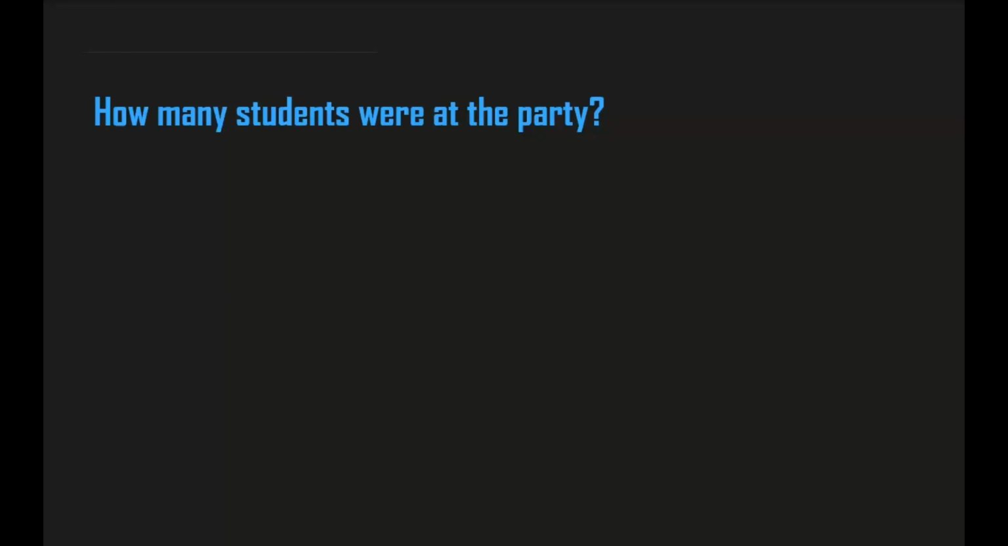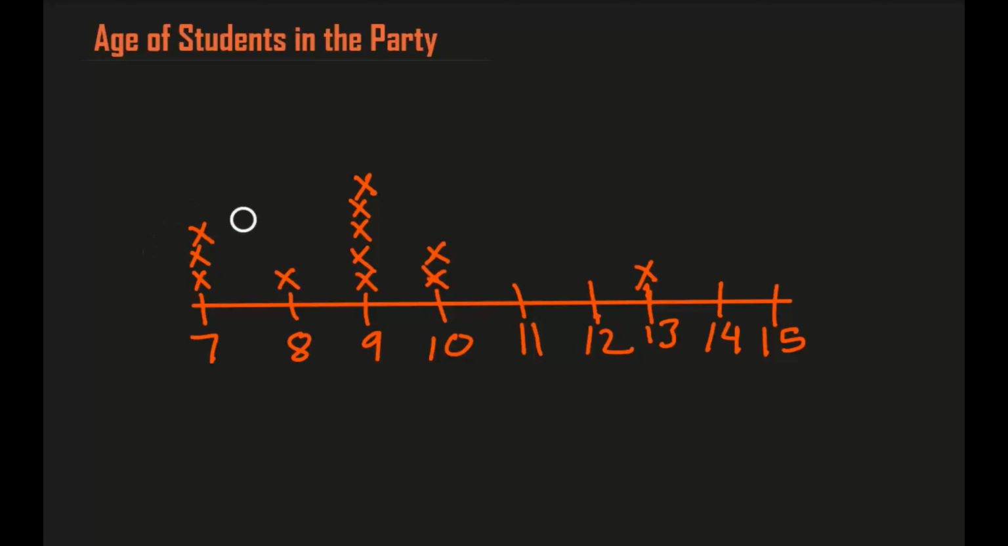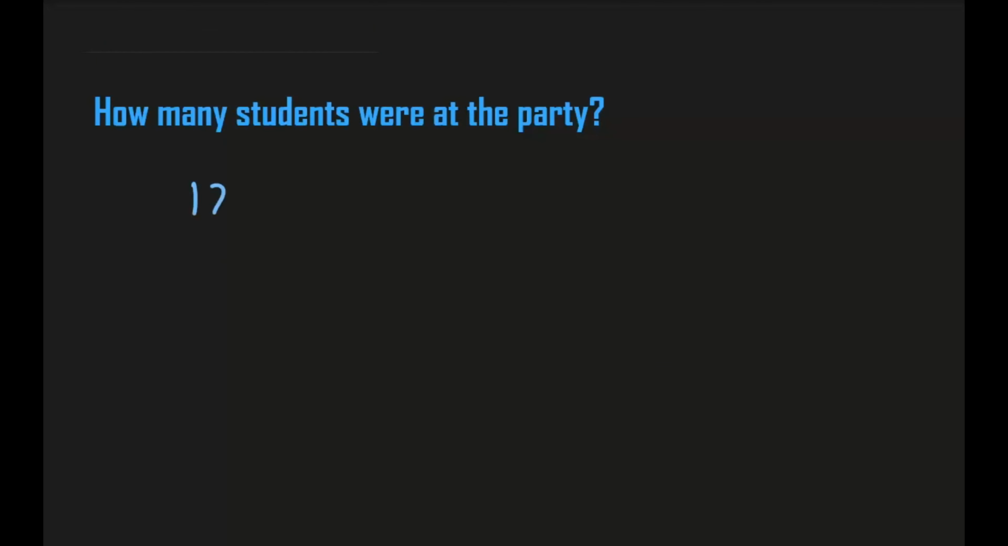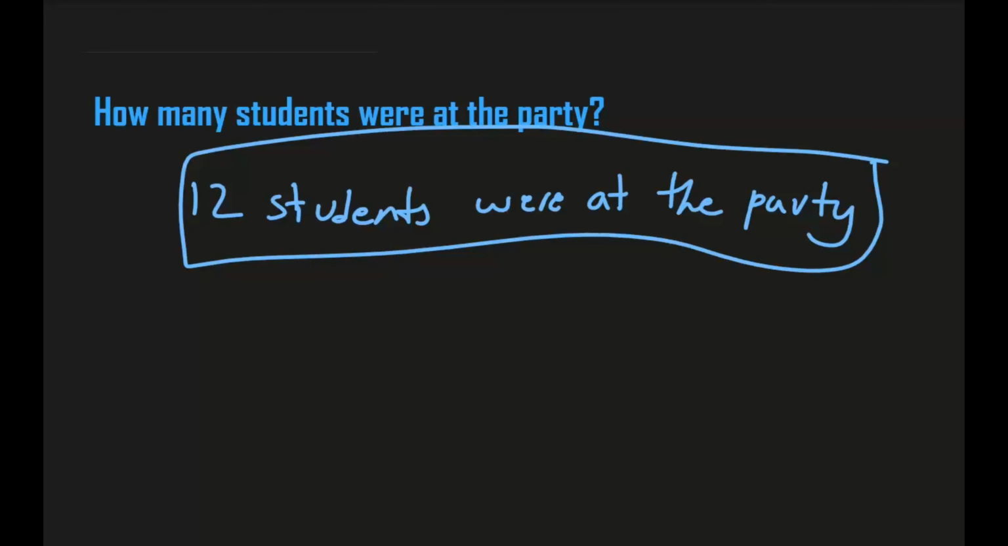How many students were at the party? That's our first question. We know that each X or cross represents 1 person, so we're going to count those. You have 1, 2, 3, 4, 5, 6, 7, 8, 9, 10, 11, and then 12. So 12 students were at the party. That's our answer for that question.